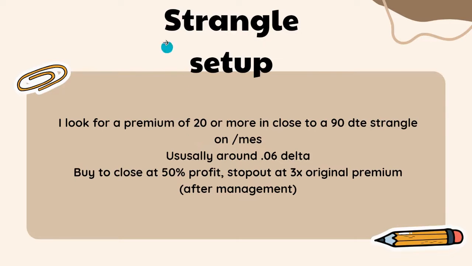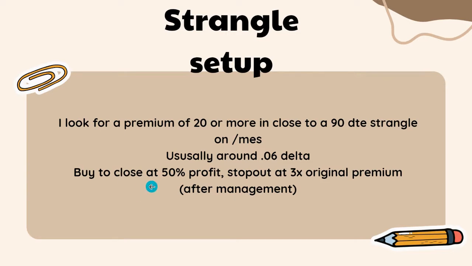I typically look around a 90 DTE, or at least closest to it, where you could go pretty far out of the money here. Usually it ends up around a 0.06 or so delta. Could be slightly higher or lower than that depending on conditions, but usually around a 0.06 delta on the put and call side, we'll end up getting the 20 premium. You tend to get a little bit more premium on the put sides than the call sides on these.